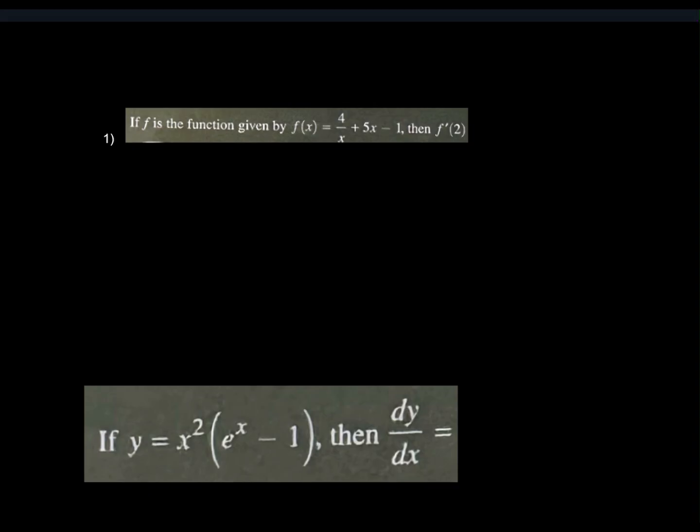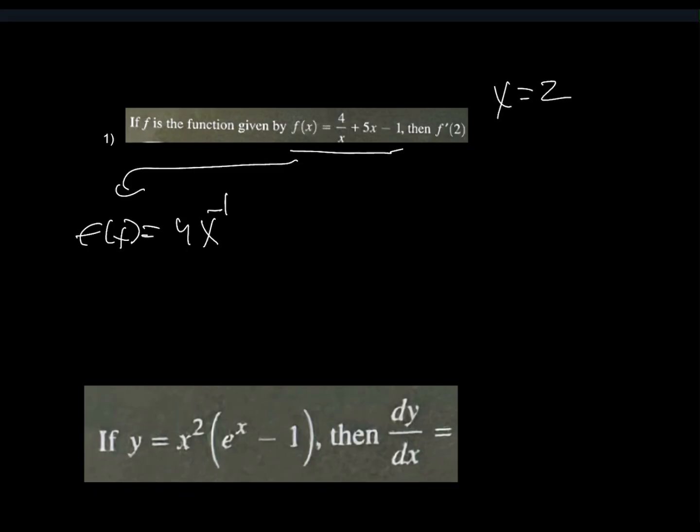The first problem, we are given a function f of x, and then we're asked to evaluate its derivative at the point x equals 2. So let's go ahead and start. This is our f of x right here, and we can actually rewrite it to make it a little easier for ourselves as f of x equals 4 times x to the negative 1 plus 5x minus 1.